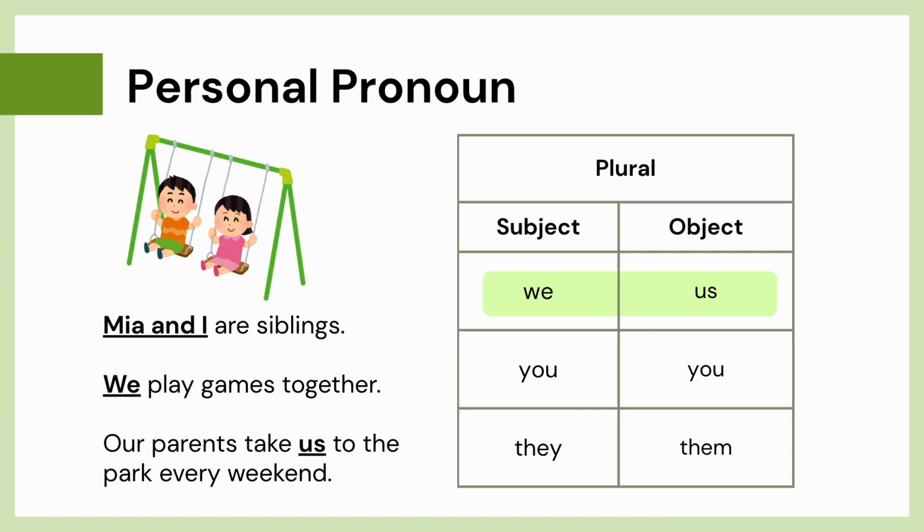The object, let's look at it. Our parents take us to the park every weekend. Who is the subject in this sentence? Our parents. What do they do every weekend? They take us to the park every weekend. And who is being taken to the park? It's us, Mia and I. That's why the pronoun us is the object because it receives the action.